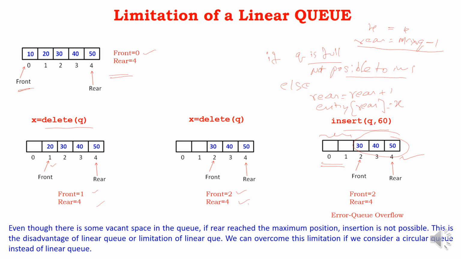So this is the disadvantage, or limitation, of the linear queue. This disadvantage we can overcome if we consider this as a circular queue. A circular queue means the zeroth position and the last position are adjacent. If they are adjacent, then when it is at 4, it automatically moves to the next adjacent position, which may be 0. That I will discuss in the next class.